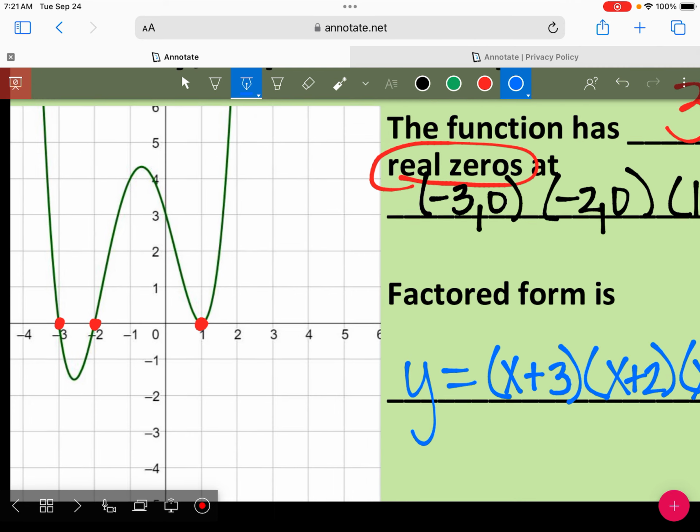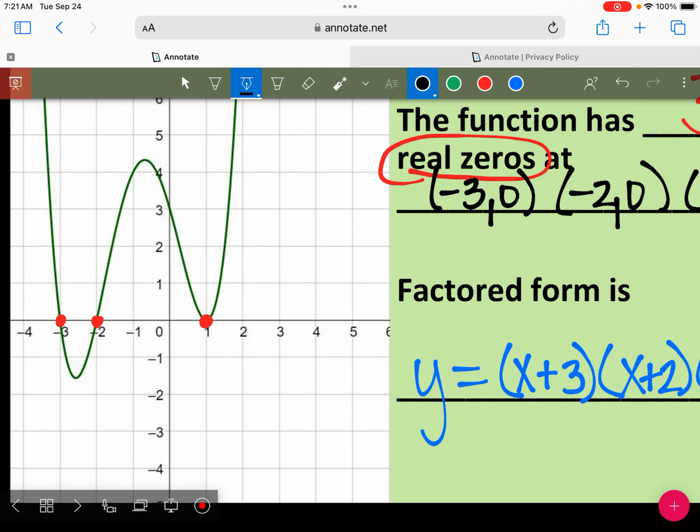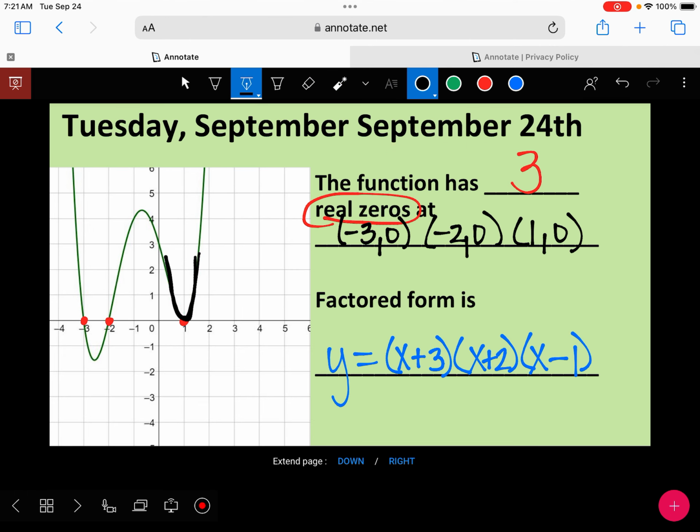Now the other thing is, notice how for this one, it bounces off of the axis. That looks like a parabola. That means that at that intercept, it's doubled. So because it bounces, that last factor has to be squared.